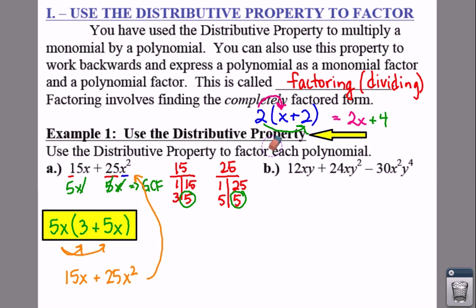So if we look at part B, we're going to do the same thing over here on part B. We're going to look at all of our numbers. So we have a 12, 24, and a 30. So this really helps if you know your factors of numbers, like if you can write out factor trees. So what I'm going to do is write out your factors of 12. So all your factors of 12, you have a 1 times a 12, 2 times 6, 3 times 4.